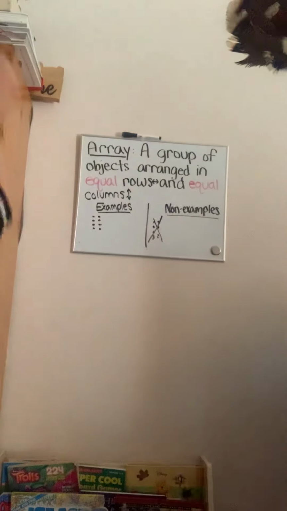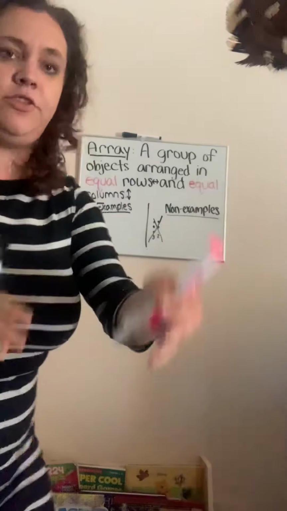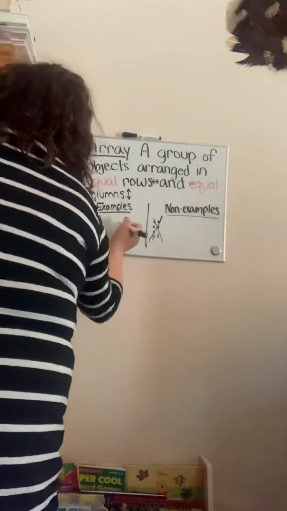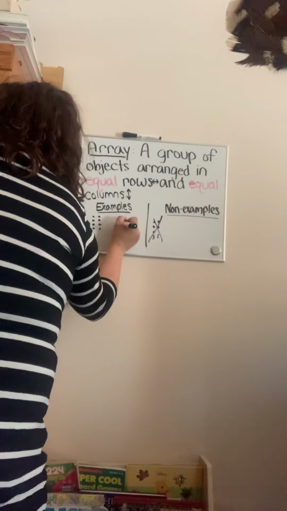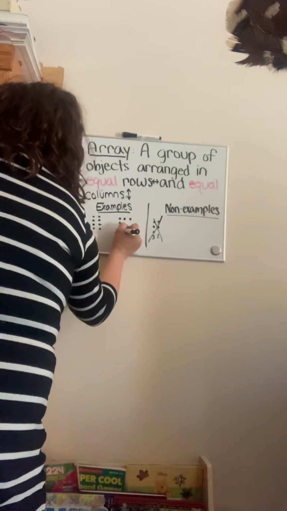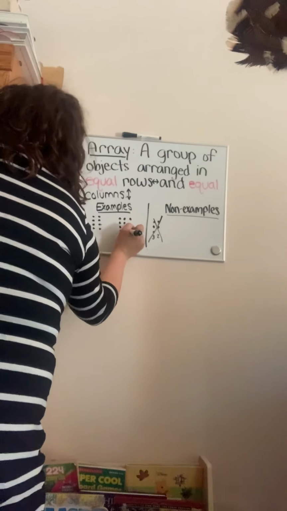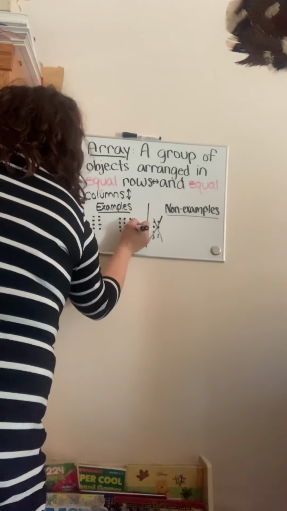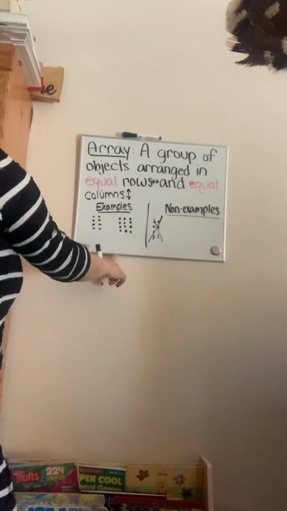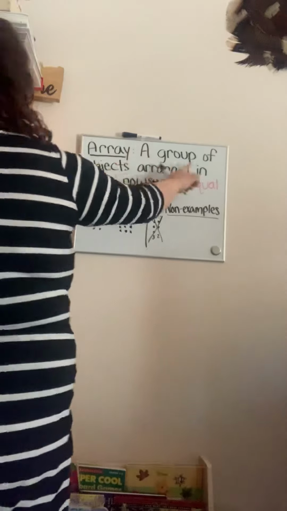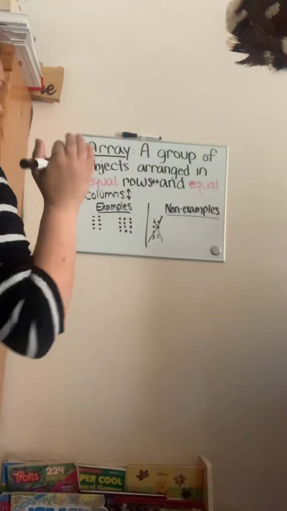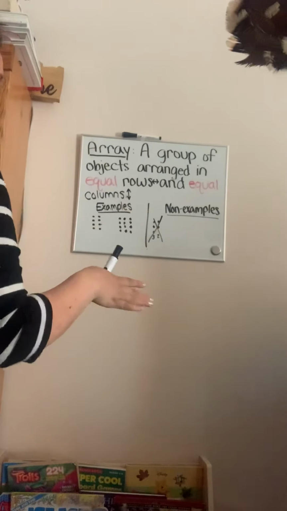So another example of an array. If I want to do 3 times 4, I can do 3 columns and 4 in each column. That's an array. It has equal rows and equal columns, and it's a group of objects that's been arranged.